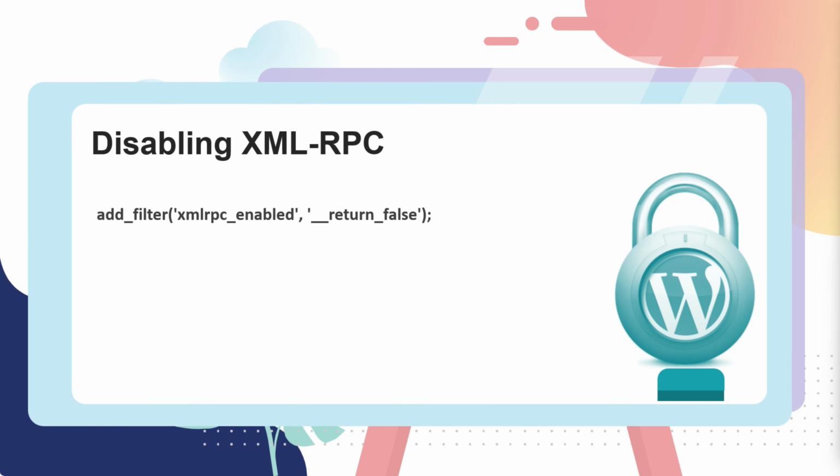The next one is disabling XML-RPC. XML-RPC is a protocol which allows remote access to WordPress. If you don't use remote publishing, disable it by adding this code, and this will reduce the attack surface by eliminating a commonly exploited entry point. As you saw in the penetration testing video as well, we can brute force or get remote access. So if XML-RPC is disabled, you will be adding an extra layer of security on your site.